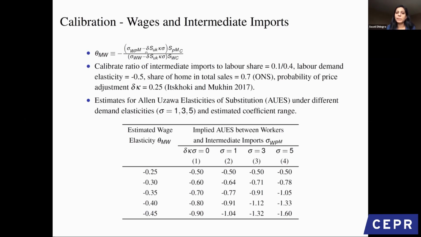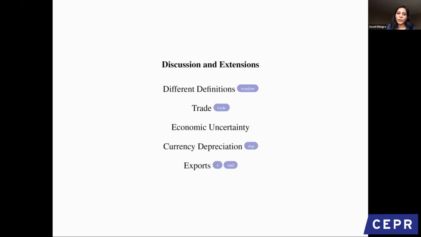I didn't show you this number earlier. I showed you one where the demand factors weren't being taken into account, but if you even take the demand factors into account, the broad idea here is that the numbers are really negative. And what they suggest is that the Anand-Nozawa elasticity of substitution is also negative, which means that there's a production complementarity between intermediate imports and workers.